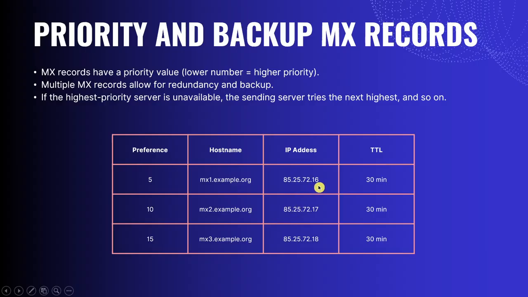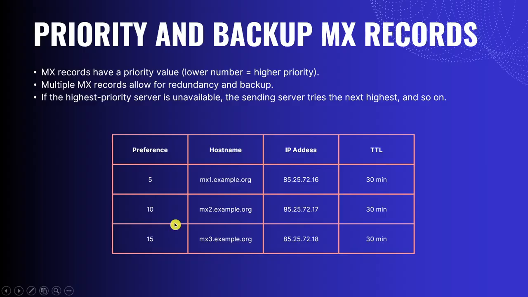And you can see the last portion is 16, 17, and 18, and these are different IP addresses for these domain names. And you can see the preference values are 5, 10, and 15. So the first one, mx.example.org, is the highest priority MX record, and you can see the lower priority value. And you can see this TTL value is 30 minutes.